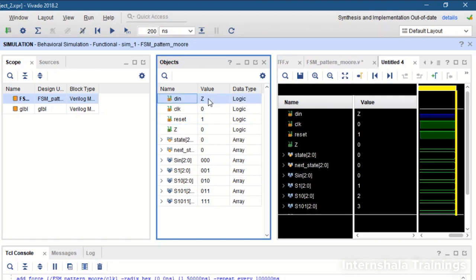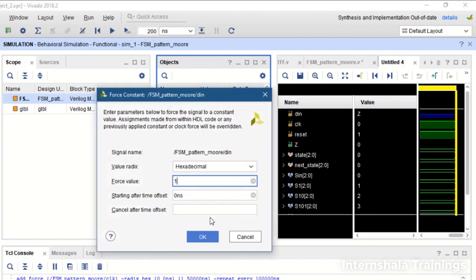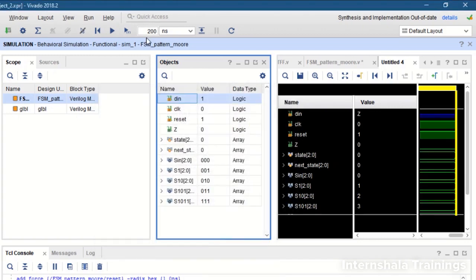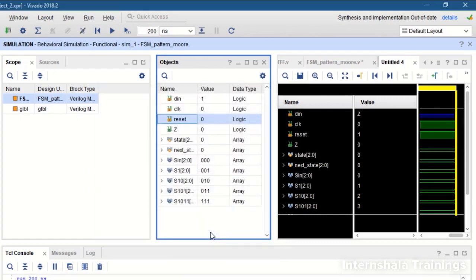Now we give certain value to D in. We are saying let me give 1, and now this is the most important thing. You will run the simulation only by setting reset equal to 0 and for 1 clock cycle. What is the clock period? 100 nanosecond. So run it only for 100 nanosecond. Okay, I run it. Now you can see state is changing.